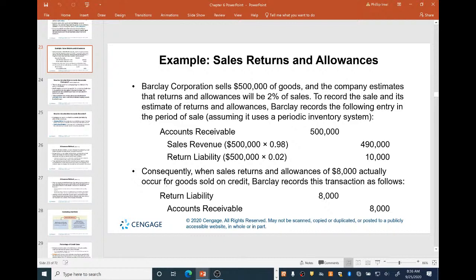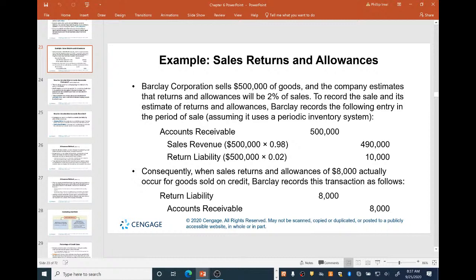Okay, so it says here when sales returns and allowances of 8,000 actually occur for goods sold on account, Barclay records this transaction as follows. So return liability, so we're reducing the liability we originally set up, right? And we're reducing that and then reducing accounts receivable, right? And that keeps everything matched within the period as incurred. So right here, that reduces our accounts receivable down to the net realizable value, only counts the amount of revenue we expect to collect.